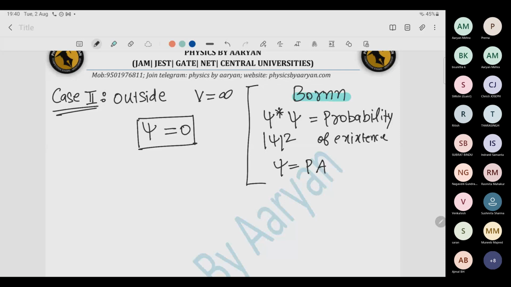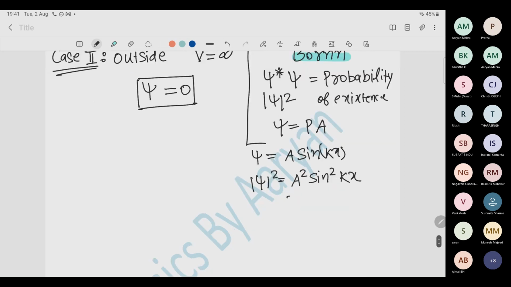So at what value of x, what is the probability of finding the particle at any particular x, is defined by phi square. For example, if I assume that my phi is a sine kx, then my phi square is a square sine square kx. And if I want to know the probability of finding the particle at x equals a by 2, then I just simply need to insert x equals a by 2 and I will get that probability.